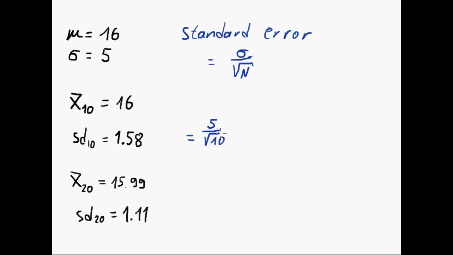Should be close to it. There's no reason to expect it to be exactly equal. And that is about 1.58. And for the larger sample size, this should be approximately 5 over square root of 20, and indeed that is about 1.11. Now maybe I should not have chosen 10,000 averages of those to demonstrate that this doesn't have to be equal. This should just be approximately true.